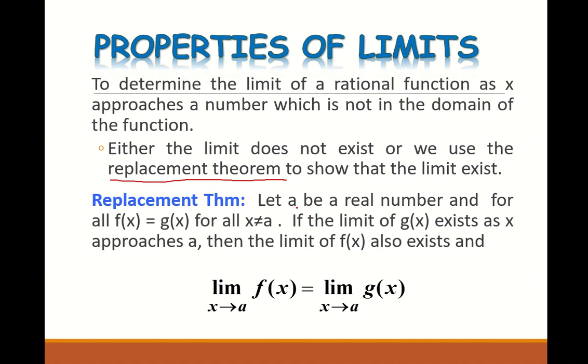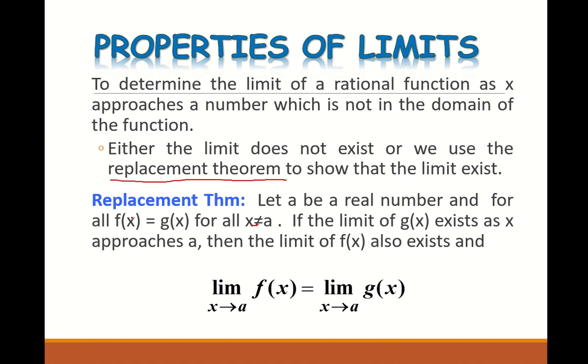Alright, so let a be a real number, and for all f of x equal to g of x, for all x not equal to a, if the limit of g of x exists as x approaches a, then the limit of f of x also exists. And we have this theorem that the limit of a function of x as x approaches a is equal to the limit of another function of x as x approaches a.